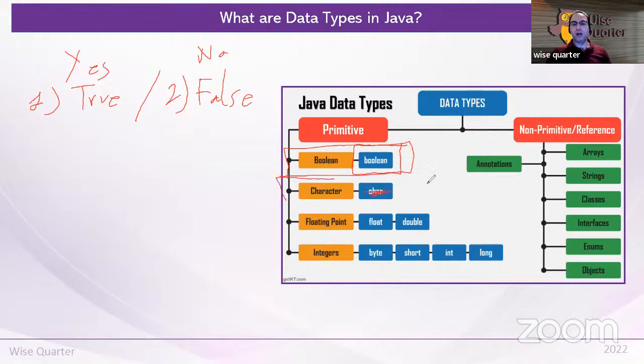Char. Char means you can store only one letter or one number or one symbol. Important thing is when you are using char, it can only store one character, and it should be written between single quotes like this.